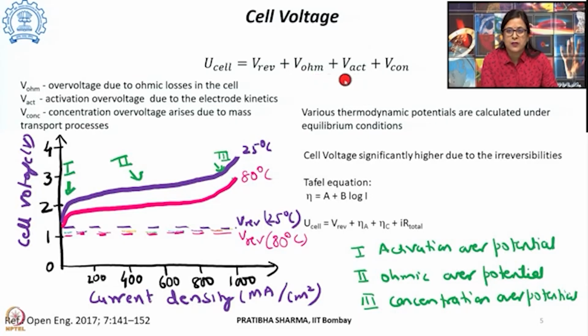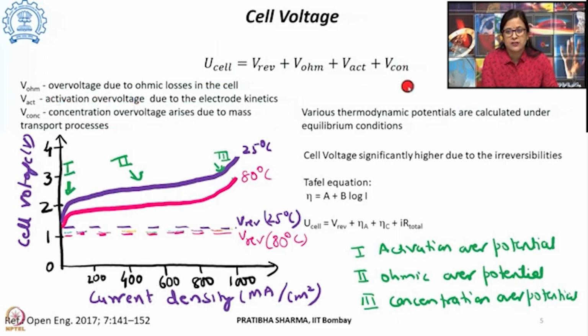The third term, which is the activation over voltage, is arising because of the electrode kinetics. This is the energy barrier which a charge carrier has to overcome when it moves from the electroactive species like the reactants towards the electrodes and vice versa. So an extra energy or an extra voltage is required to cross this energy barrier by the charge carriers, and this comes in the form of activation over voltage. And this activation over voltage has a logarithmic nature.